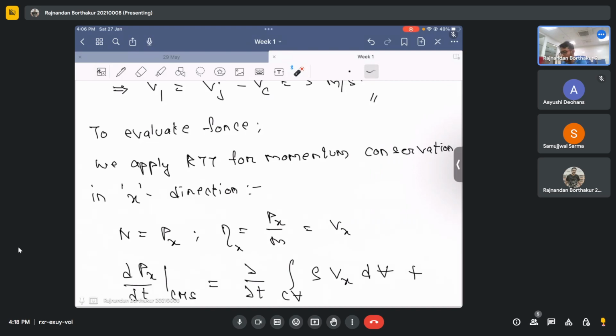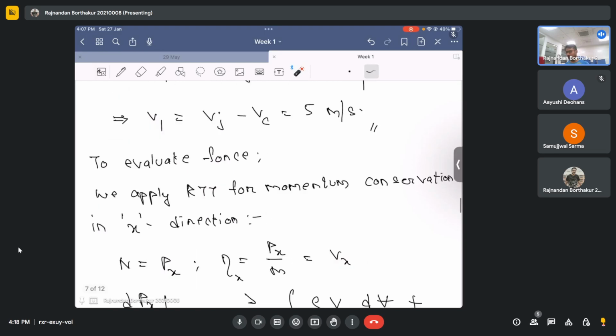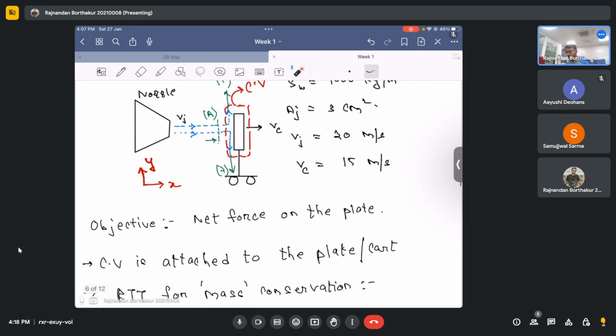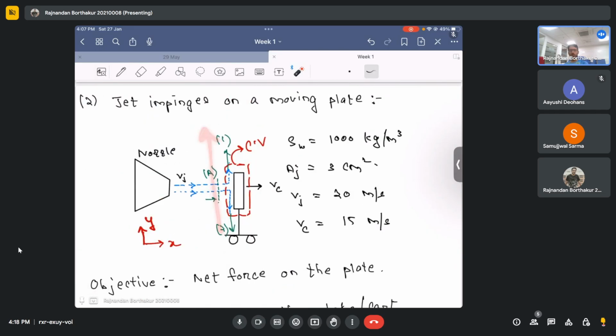The reason behind this is, I think you should have thought about it, or you should have pointed out to me, why we didn't apply RTT for momentum conservation in the y direction. The simple reason is that in the y direction, as you can see, the problem is inherently symmetric, which means there can't be any force that the system applies on this control volume in the y direction, because this v1 becomes equal to this v2, which means that A1 is also equal to A2. So if we apply RTT, this will anyway go to 0.